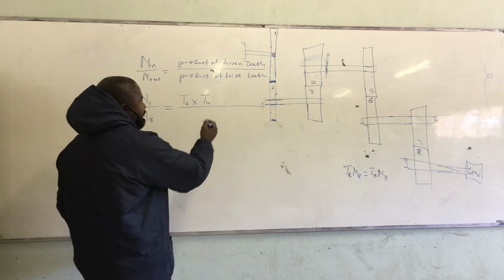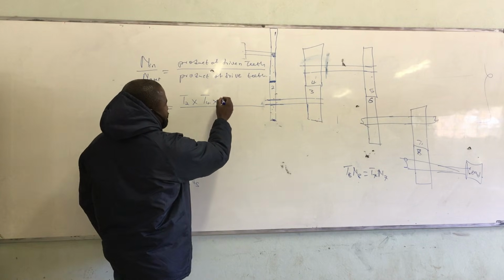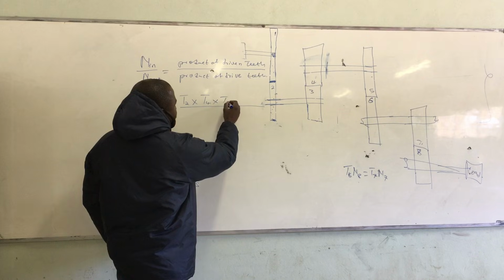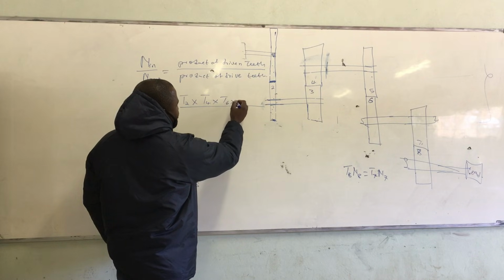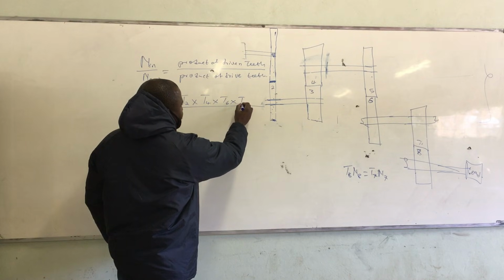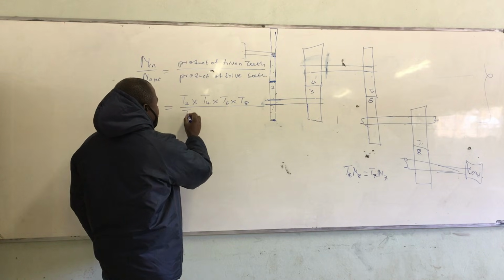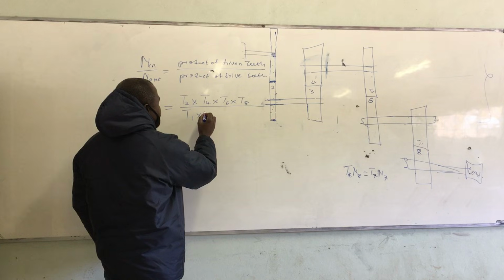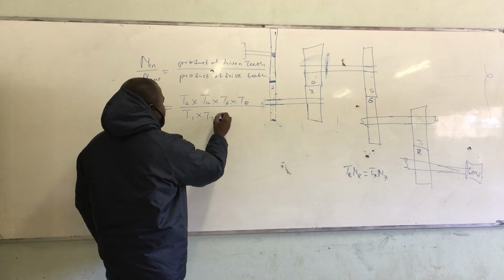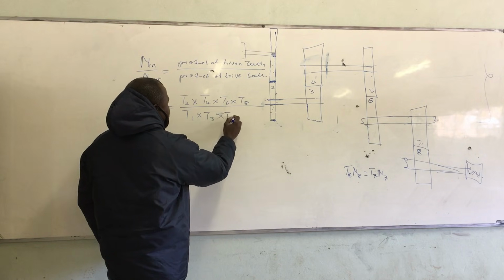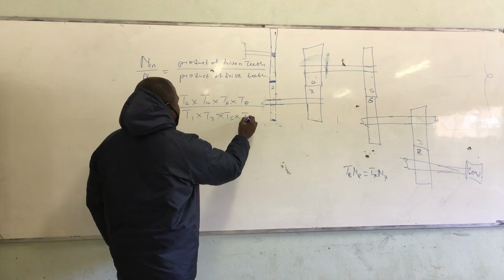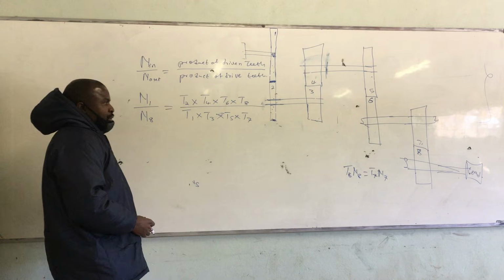So do we have any other driven? T6 times T8 over T1 times T3 times T5 times T7. You can also do that one.